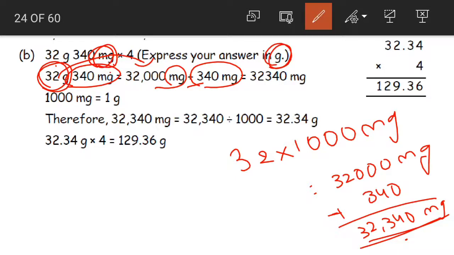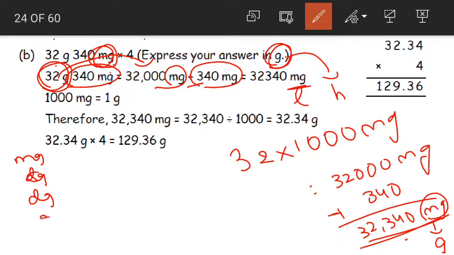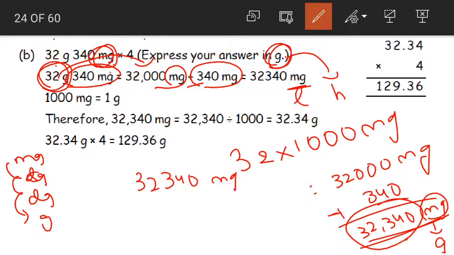Now this, what should we do? We need our answer in grams. So we need to convert milligrams into grams. Now this is a smaller unit of measurement being converted into grams, that is a higher unit of measurement. So we need to divide. We have milligrams, centigrams, decigrams and grams. So how many jumps do we need? 1, 2, 3. From milligrams to grams, we need 3 jumps. So we'll divide 32,340 milligrams by how much? 1000. 3 jumps, so 3 zeros.